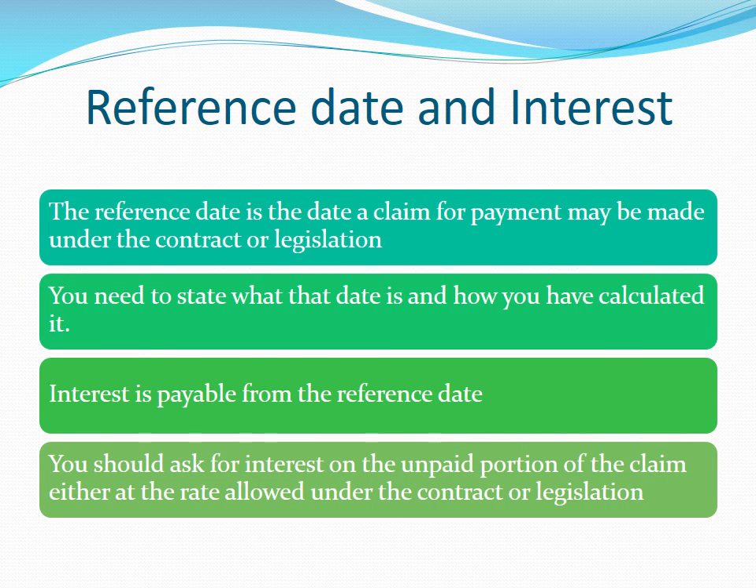After you have addressed each point raised in argument by the respondent, you need to put in this section what the reference date is and how you have calculated it, and request interest be payable from that date on the unpaid portion at the rate set by the contract or security of payment legislation. If you do not include this section, you may find the adjudicator does not include interest in the determination, making it more difficult to collect.